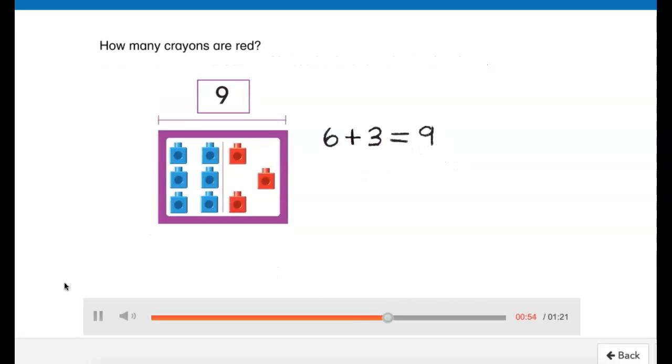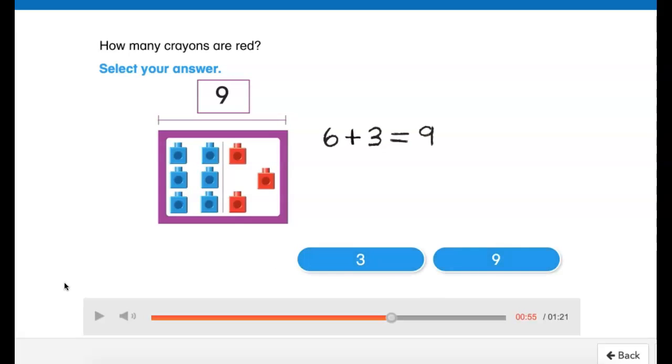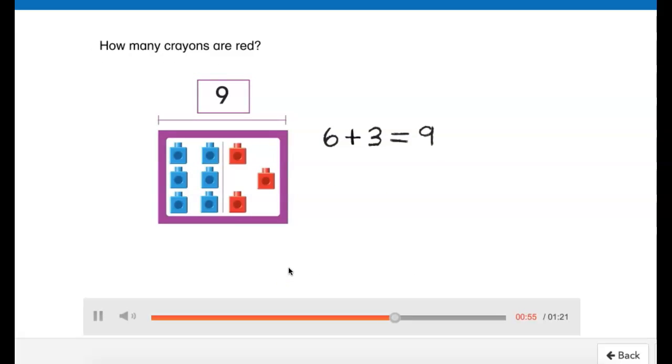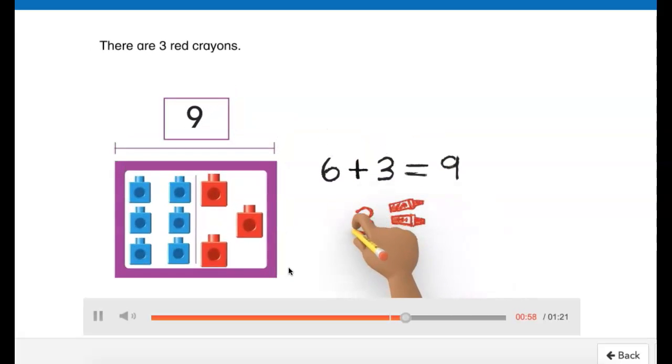How many crayons are red? Select your answer. So how many crayons are red? If I have 1, 2, 3, 4, 5, 6 blue crayons, how many are red? 1, 2, 3. So we are going to select 3. There are 3 red crayons.